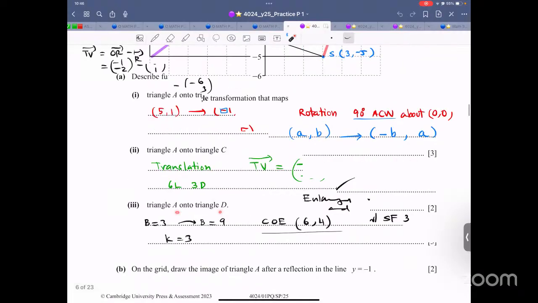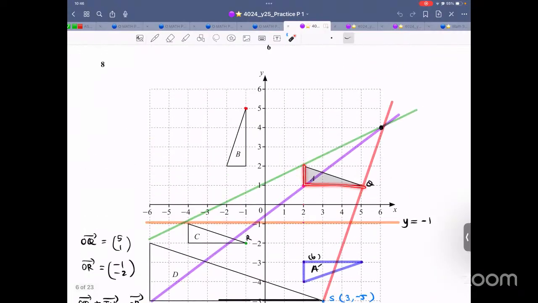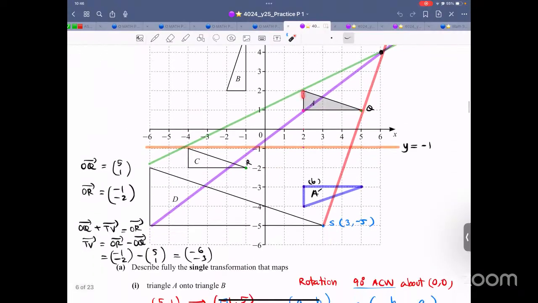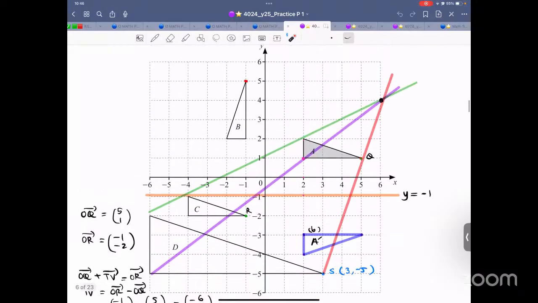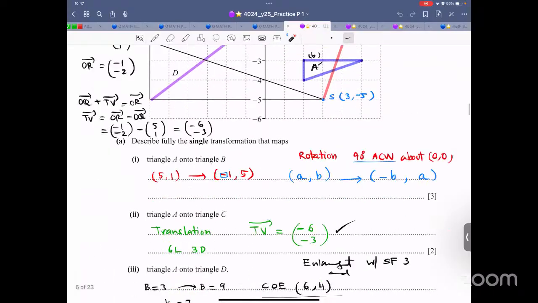Triangle A onto triangle D. This height is 1. This height is 3. Scale factor is 3. Now, what is the center? Join corresponding points. Extend. Join corresponding points. Extend. Join corresponding points and extend where it intersects. That is the center of enlargement.